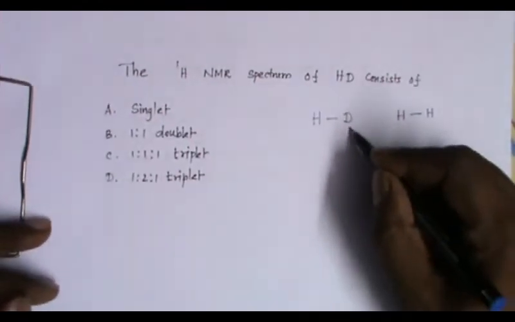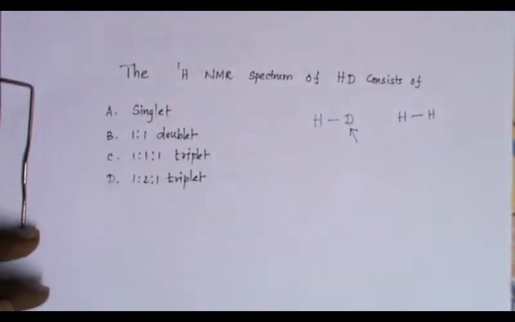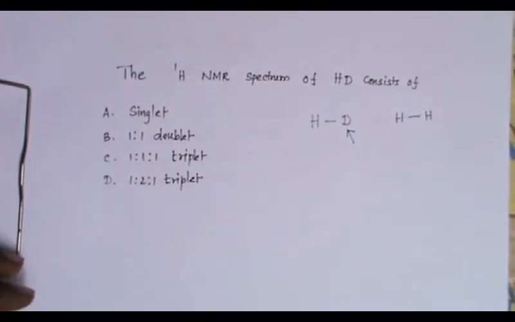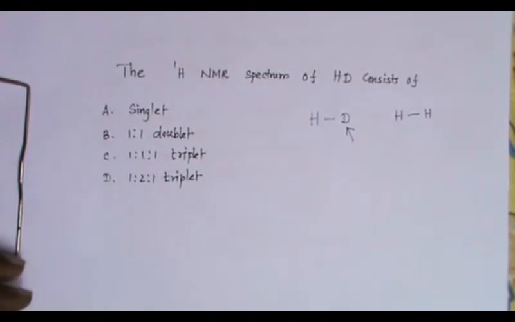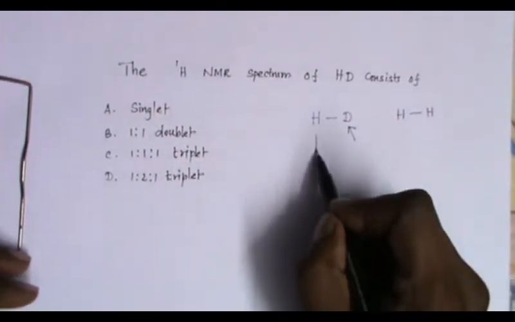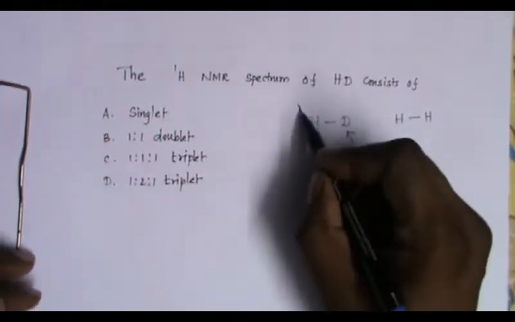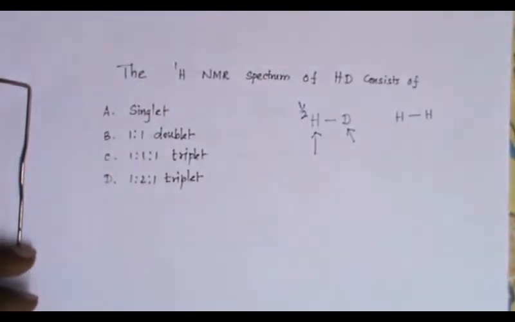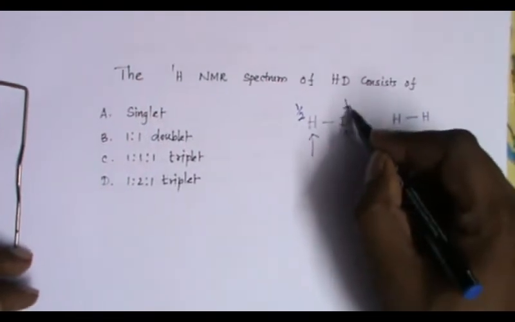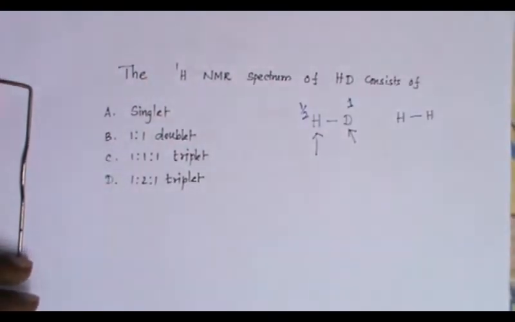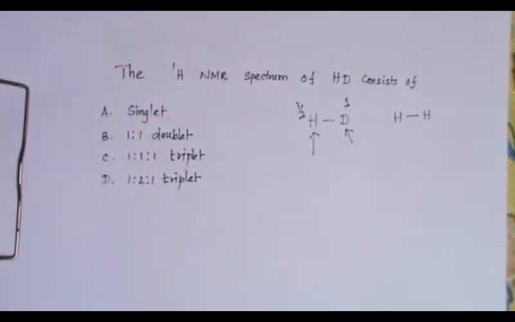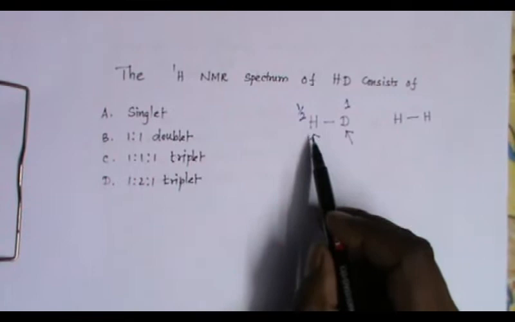The first thing you should know is deuterium is NMR inactive. You will not get any peak for deuterium. Only H1 is NMR active, so you will get a peak only for this. For H1, the I value is 1/2. For deuterium, the I value is 1. You will get a signal only for hydrogen. At the same time, this signal will be split by deuterium.